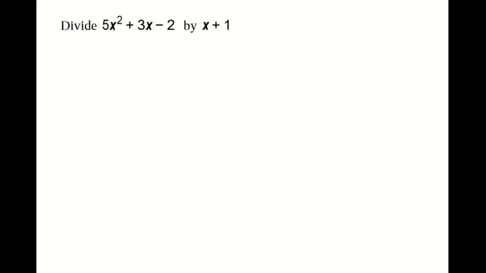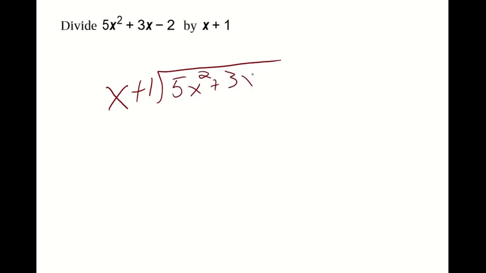We're dividing 5x squared plus 3x minus 2 by x plus 1. We're going to start out the same way that we would in a long division problem with numbers. So we have our dividend underneath our division sign, our divisor outside, and then we start out by looking at this 5x squared and divide that by x. We're only looking at the first term of both the dividend and divisor. So 5x squared divided by x, so we end up with 5x as that piece of the quotient.